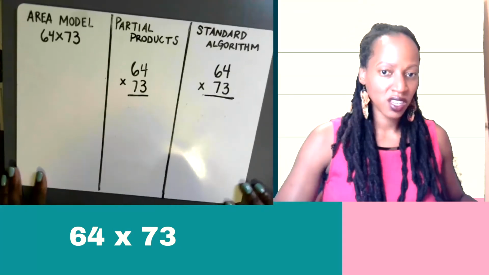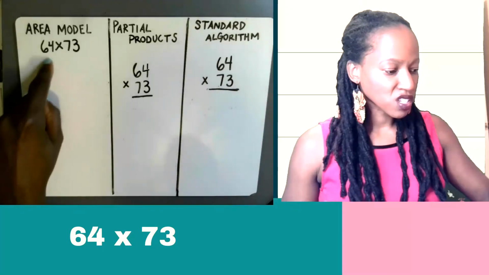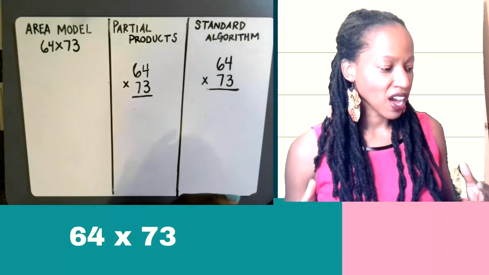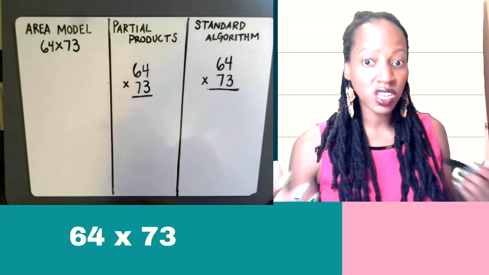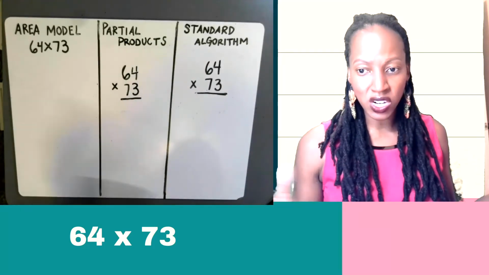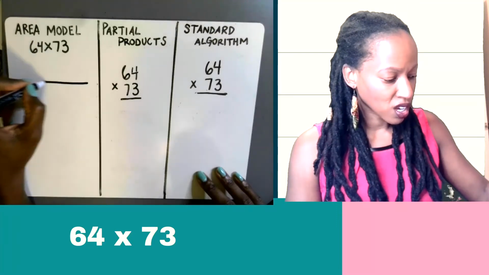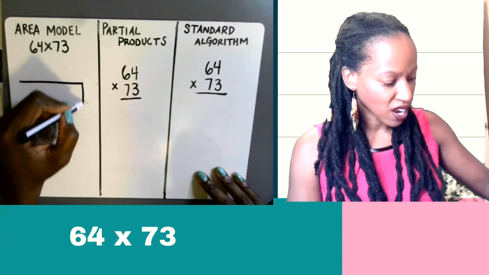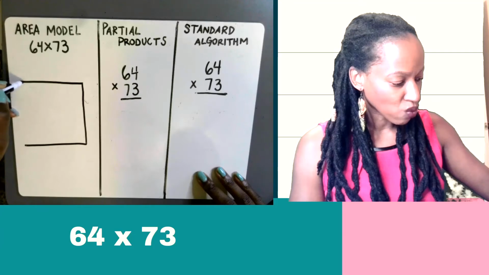And let's see if we can, again, see the similarities in the three parts. The first thing you'll notice is I have 64 times 73. So what that tells me is I have two 2-digit numbers that I need to first decompose in order to do this area model. Remember, decompose means break apart. So let's break these numbers apart. I'm going to go ahead and draw an area model. You can draw with me to practice. Okay. So I'm going to begin by drawing a rectangle.